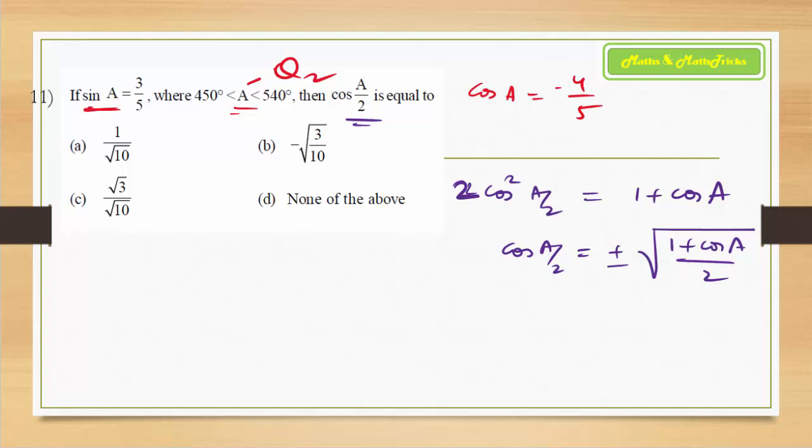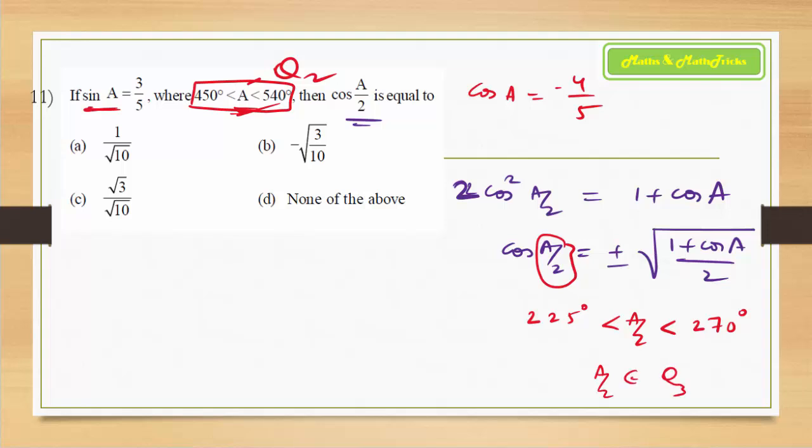Out of this plus or minus, how do you take? Based on where this A by 2 angle lies. Now A is in Q2, the second quadrant. So what do you get as the range of A by 2? You divide this whole equation by 2, 450 divided by 2, what do you get? 225 degrees less than A by 2 less than 227, and so on. More than 180 and less than 270 means A by 2 goes to Q3. In Q3 cos is negative.